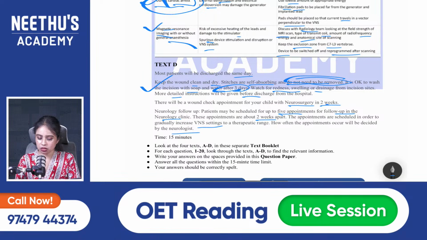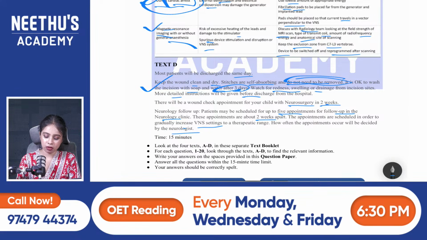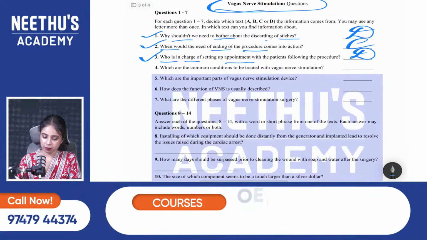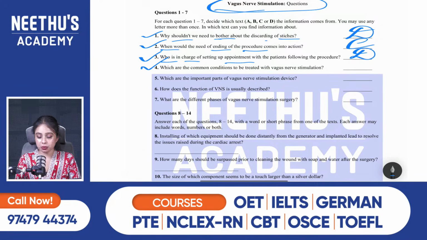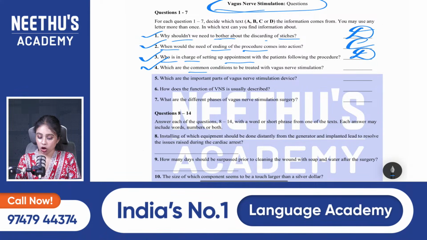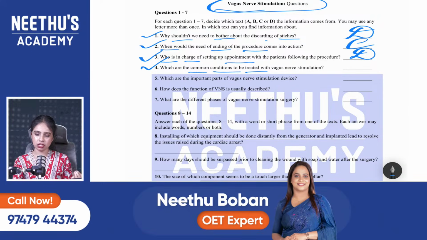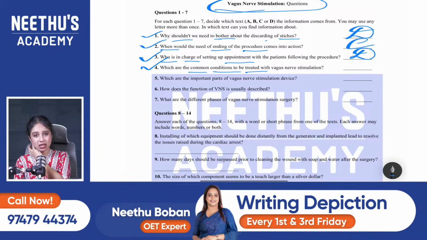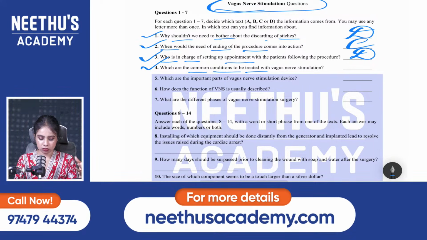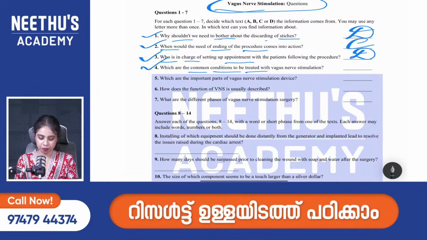It's all about the neurosurgery. So, you can consult a surgeon. Yeah, so neurologist. That is from, yes, D. Then, which are the common conditions to be treated with vagus nerve stimulation? So, my keywords: common conditions and treated. Which are the common conditions, some set of conditions that can be treatable with this procedure? Where is it mentioned?